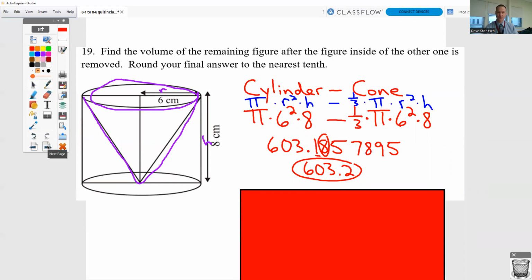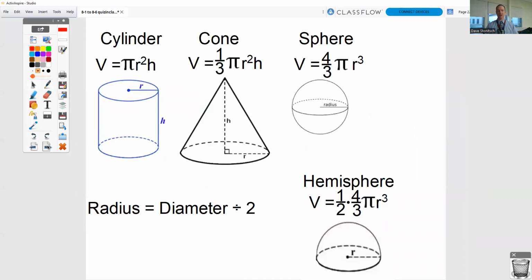So you'll have 3 of those questions. Again, these are the formulas that you need. You'll be given the first 3. You won't be given the diameter. Anytime you're given the diameter, you want to divide it by 2. And then remember that hemisphere has the 1/2 out in front of it.